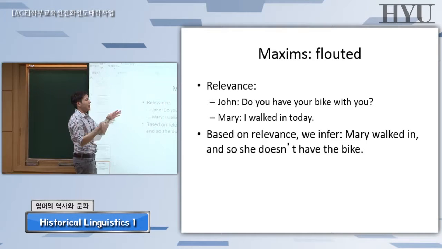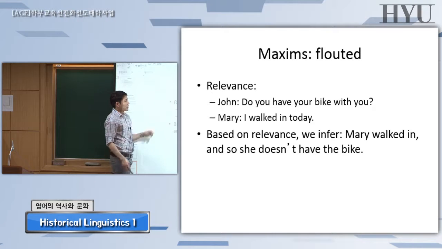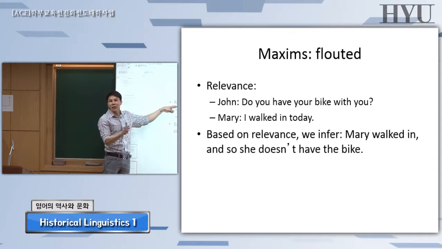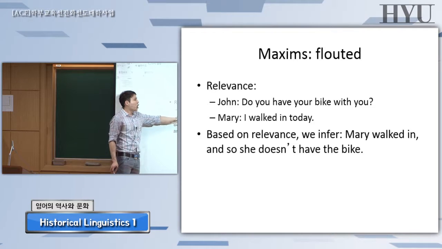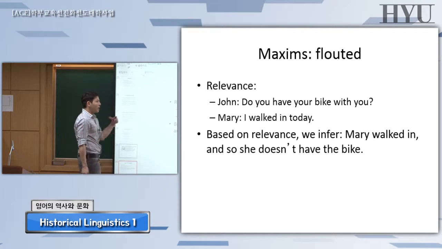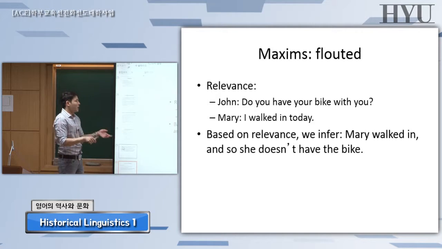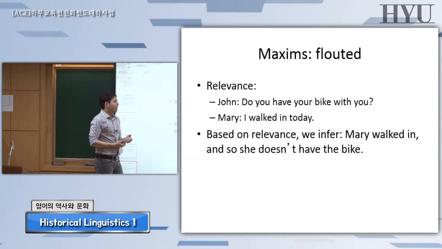So I have different examples of how each maxim can be flouted. Maxim of relevance, for example. If you flout the maxim of relevance, or some people call it maxim of relation, doesn't matter. Relevance or relation, okay? Same thing. John says, do you have your bike with you? Mary says, I walked in today, right? So here, Mary is flouting the maxim blatantly in order to convey an implied message to John. And she's being cooperative. She's trying to tell the truth to John, right? But when you look at the question, do you have the bike with you?